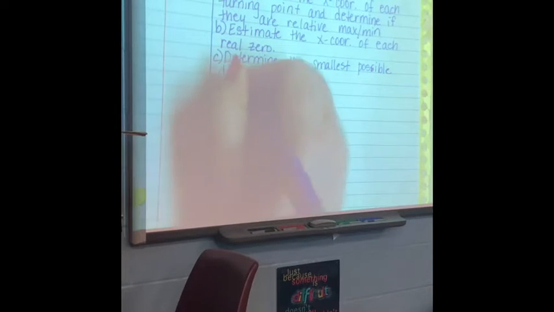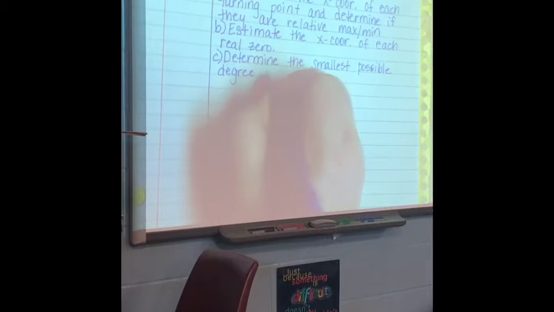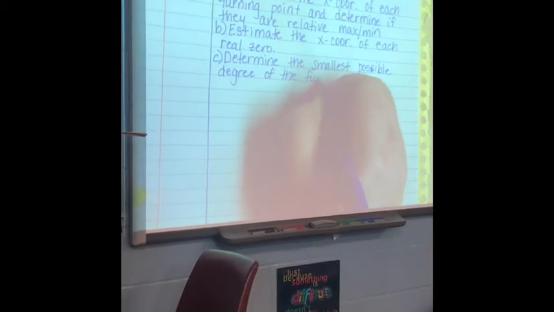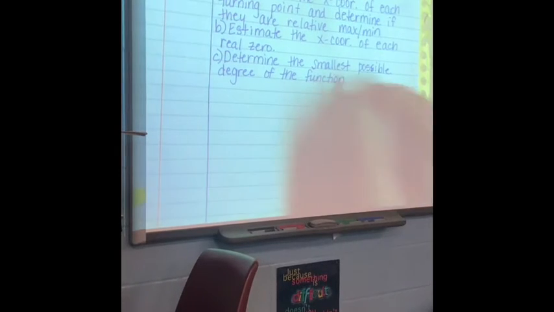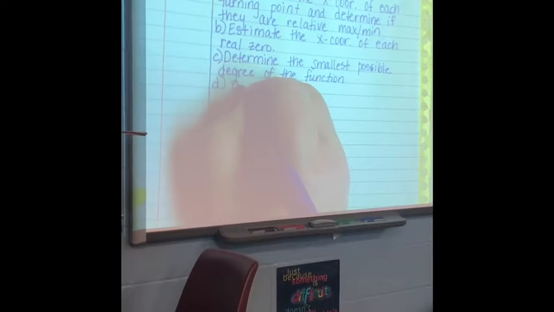And let me just tell you this. If you know it's an odd function, the smallest one is the smallest it could be. It could turn some more and be a larger odd number, but that's the smallest it can be. Is everybody with me? And lastly, you're going to determine the domain and range.